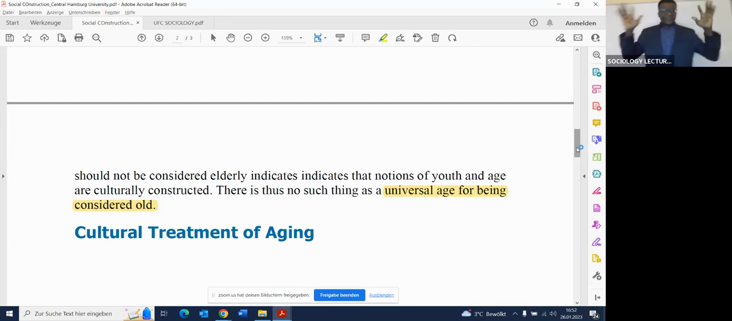That is, Germany has to agree with what Zambia says when it comes to age. Zambia has to agree with what China, the Eastern Bloc, everybody has to agree. Is this statement making sense? There is thus no such thing as a universal age for being considered old. Let me get your views. What do you think?